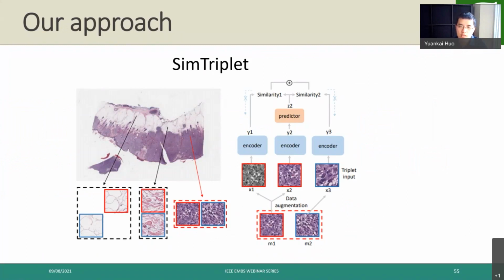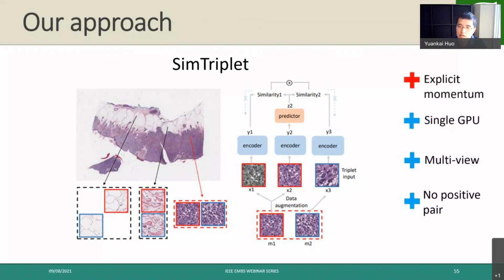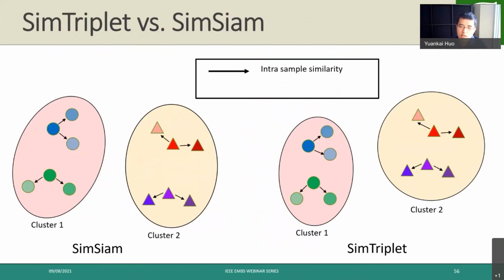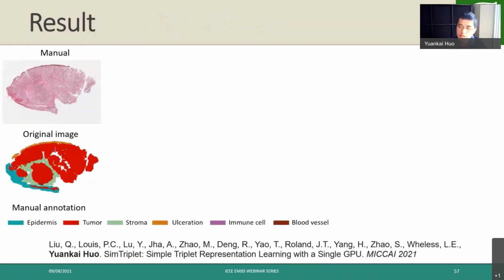We got this idea from triplet loss, triplet learning, where we introduce another branch from the image. Because we can sample nearby patches from a whole slide image, the additional patch can provide the momentum explicitly without the momentum encoder. By doing this, we have momentum without extra memory consumption, and it can be run on a single GPU. We use the multi-view nature of pathological images, and similar to triplet loss, we can maximize the intersample similarity between the image samples.